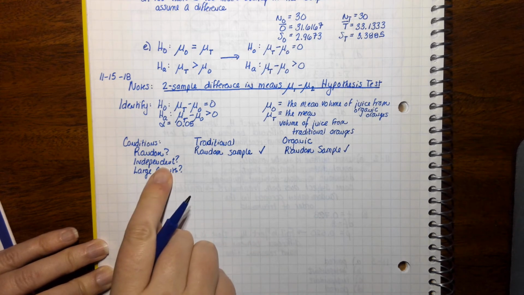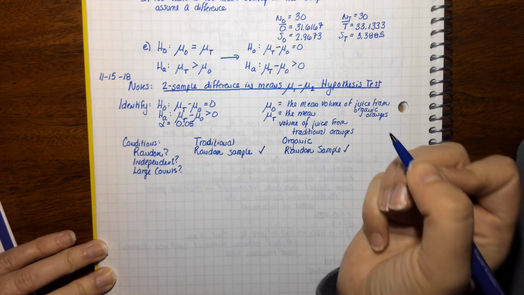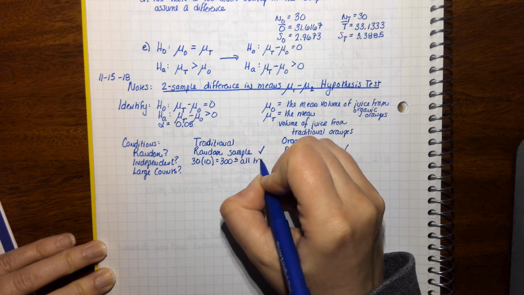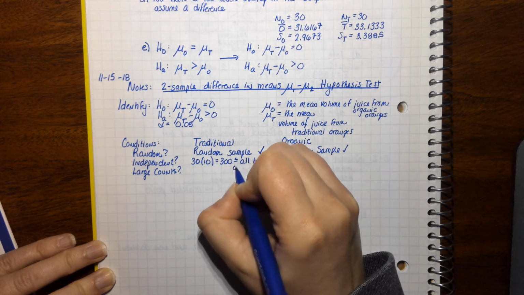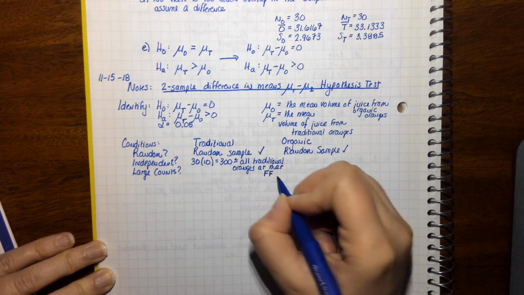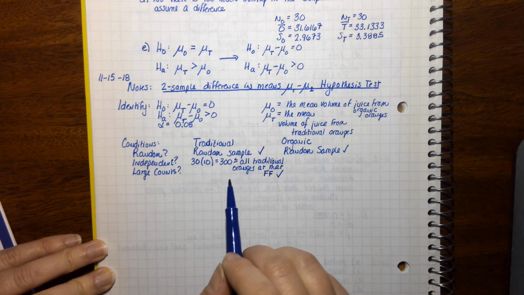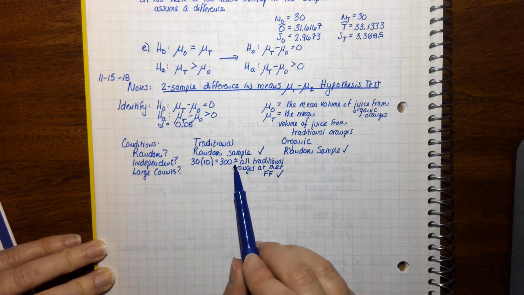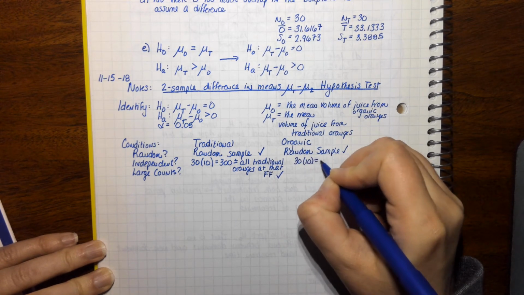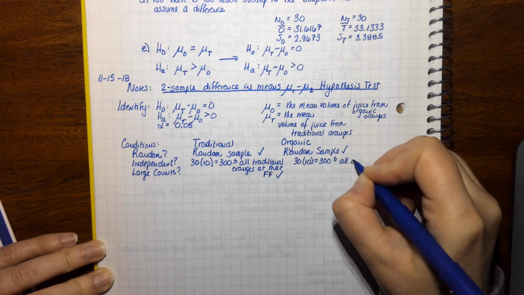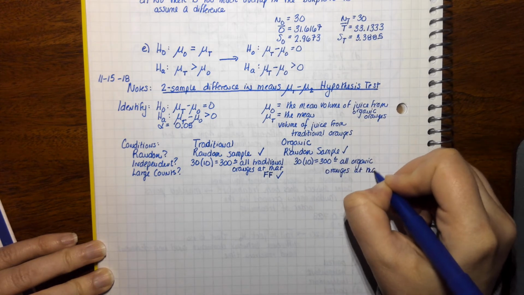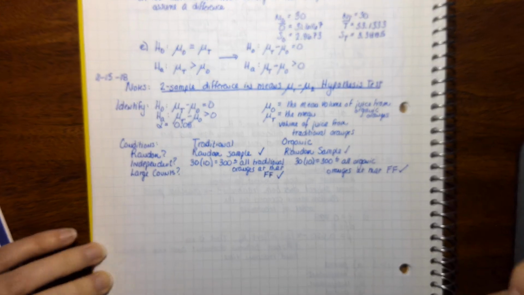Now independence: because it's a sample and not assignment, I have to actually do the independence condition. There were 30 traditional oranges. Remember we stated the population was only the oranges at that fresh food store, so 30 times 10 equals 300, less than or equal to all traditional oranges at that fresh foods. 30 times 10 equals 300, less than or equal to all organic oranges at that fresh foods.